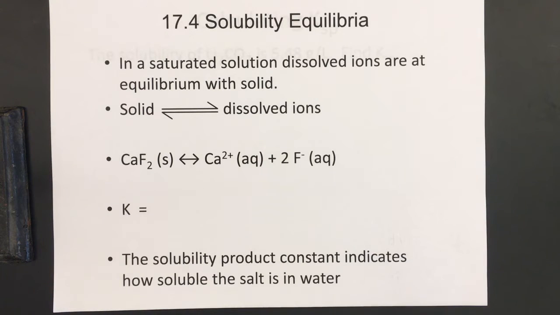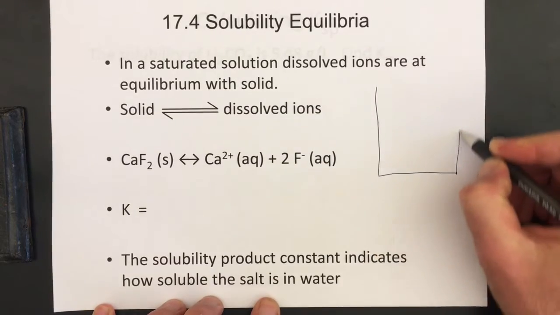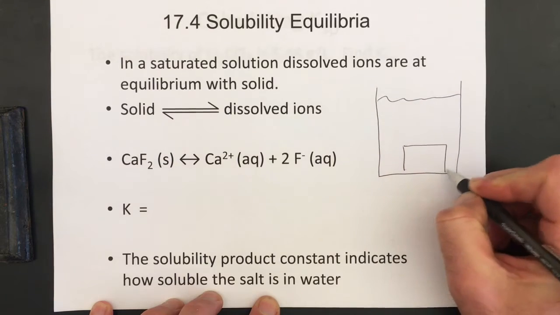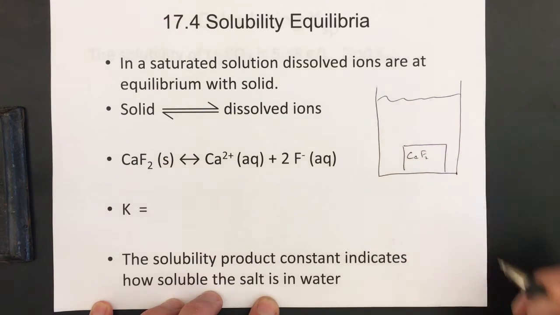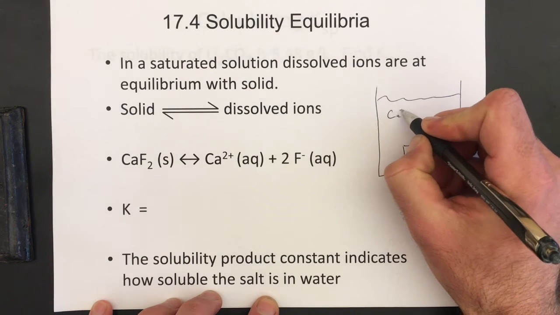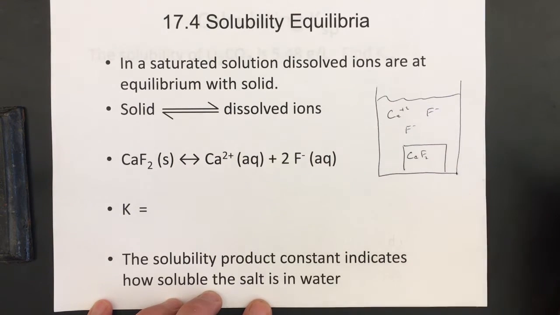So when you have a salt in a solution, some of the salt will dissolve. Imagine this is a container of water and then we drop a chunk of salt in it, let's say calcium fluoride, which is a solid. Some of the calcium fluoride will dissolve and you'll make calcium ions and fluoride ions. And eventually it'll reach an equilibrium.